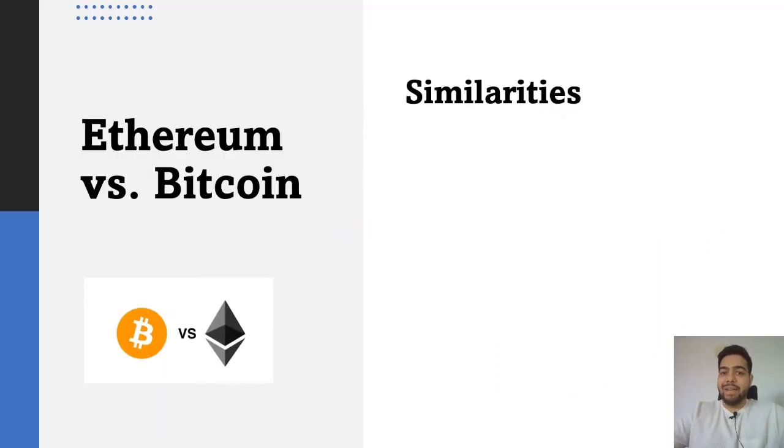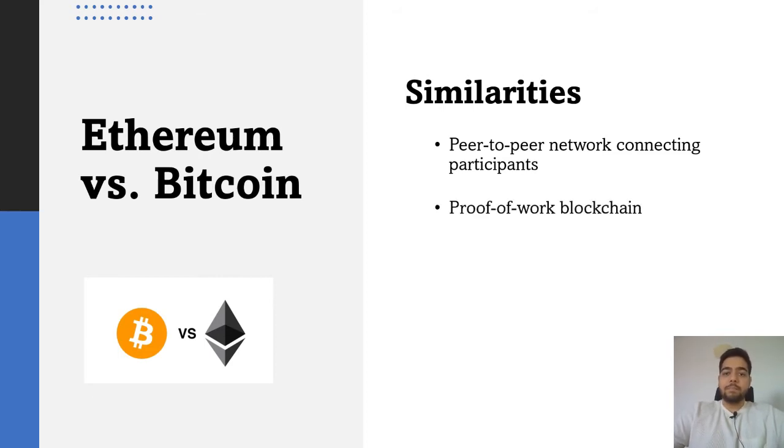When we compare Ethereum to Bitcoin, it has some similarities. As with Bitcoin, Ethereum is also a peer-to-peer network that connects its participants. It also works on proof of work. If you're someone who is new to proof of work, then please consider watching my previous video where I talked about Bitcoin and blockchains, and you will be able to understand what proof of work is. And Ethereum also runs on the same consensus mechanism that is called proof of work.